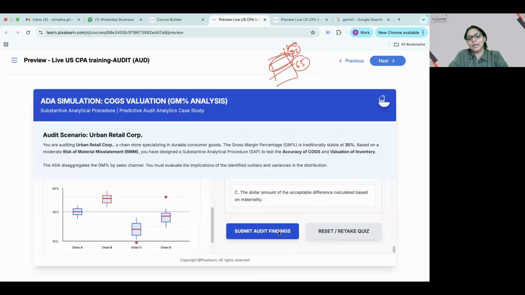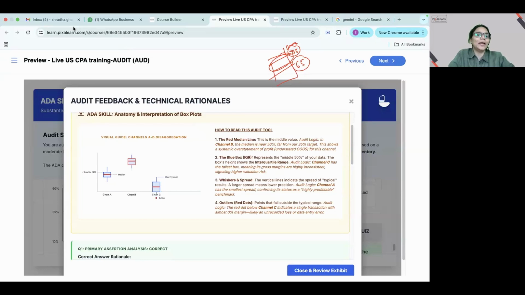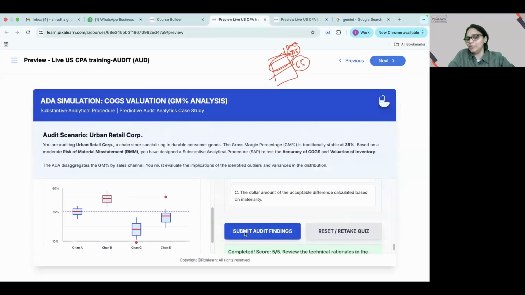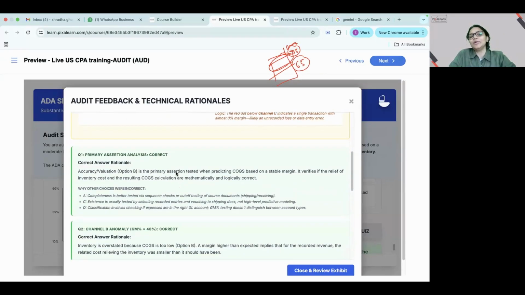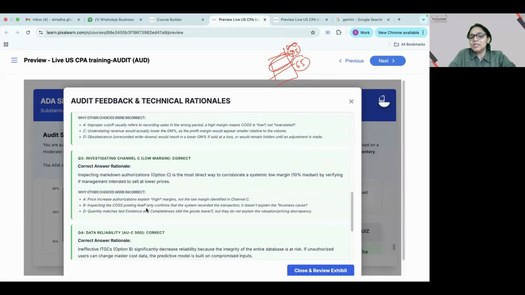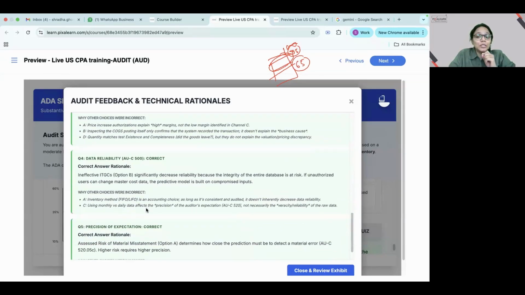Wait, let me first check the answers. Okay, see, the way I have formed the answers for this is, every time I see a different kind of graph, I'll give you a rationale for that graph: how do you read this graph? Then I've given you the correct answer, and then I've given you why the other answer choices are incorrect. Each of these, I would want you to read very, very slowly. These may be small questions. I don't want to burden you with 10 questions and 10 exhibits. We will do smaller questions, but we will try to think deep.